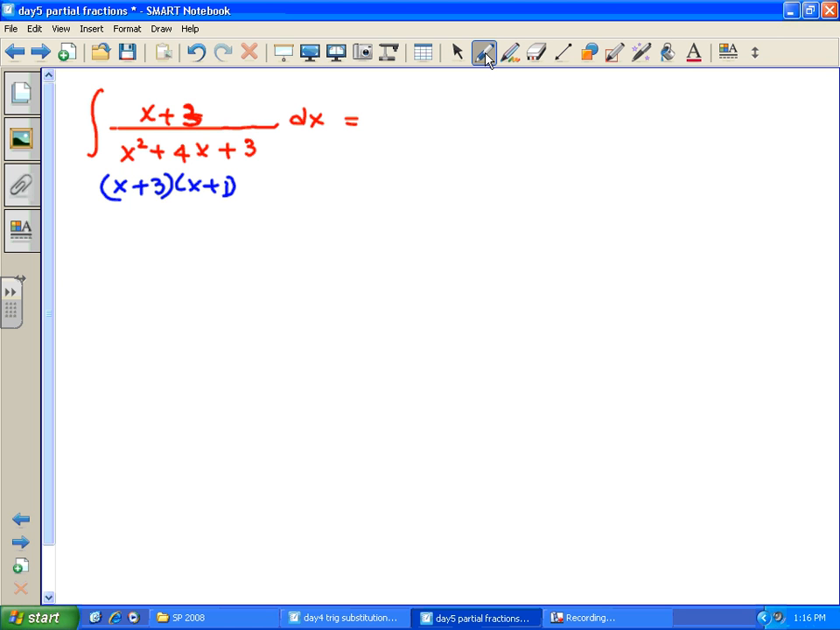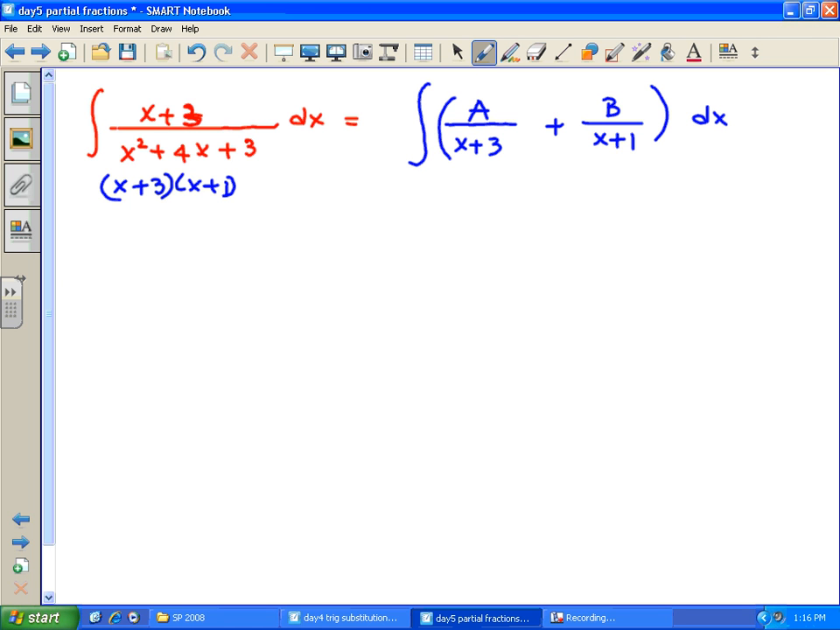Okay. And now we're going to say that this given fraction can be written as the sum of two partial fractions. And what are those partial fractions going to look like? A constant a divided by x plus 3, right? Plus a constant b divided by x plus 1. Our job is to find the a and the b, because once we have a and b, see how easy this question is going to be.